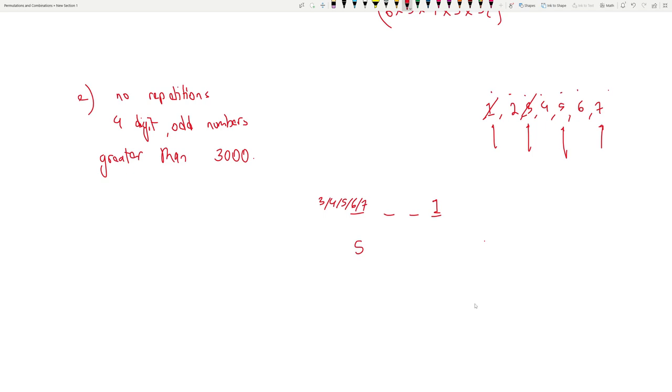2 blanks left. 1, 2, 3, 4, 5. Okay, so 5 options again, and then 4 options because I used up another one. Kind of like this. And since 1 is sitting here, it's going to be 1C1. Basically kind of like that.